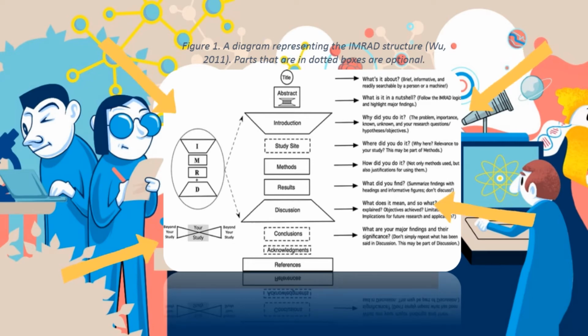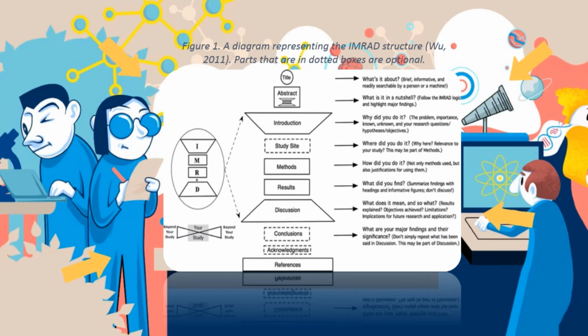Now, the sixth section and the third section in IMRAD is the results. This should answer the question, what did you find? This should include the summarized findings with headings and informative figures, but don't discuss yet. So in short, mga anak, dito na papasok sa results yung mga tabular methods natin, yung mga tallied answers ng ating mga participants and respondents.